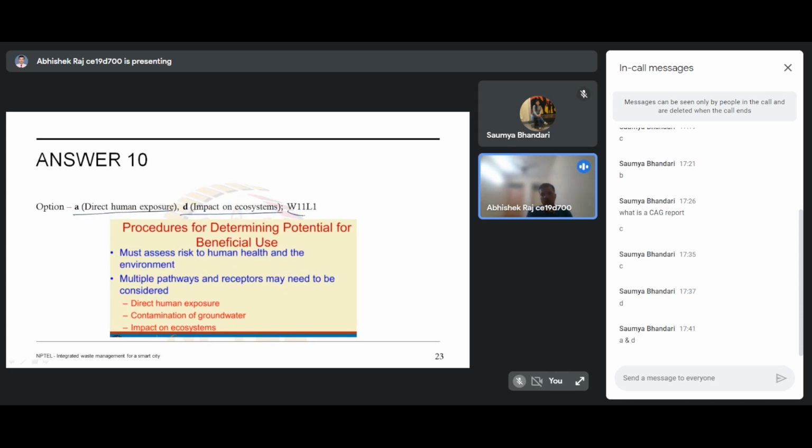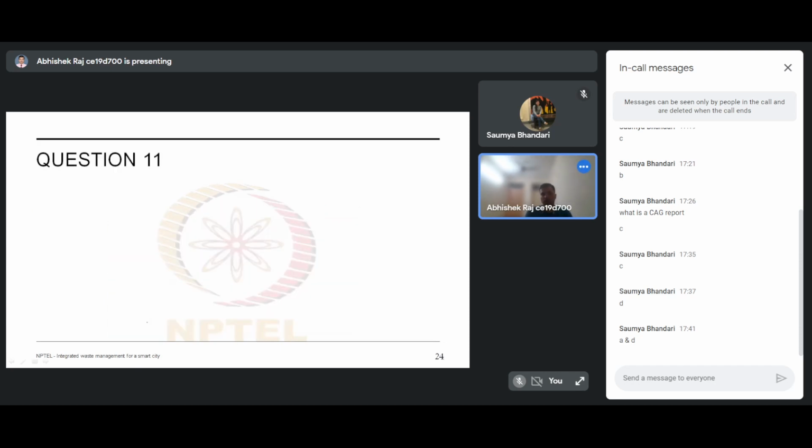So this was part of the first lecture of this week. Before determining the potential for beneficial use, we need to assess the risk to human health and the environment. So how do we judge the effect on human health? That is through direct human exposure, and for environment we see the impact on ecosystems and also contamination of groundwater. Moving on to the next question, question number 11.